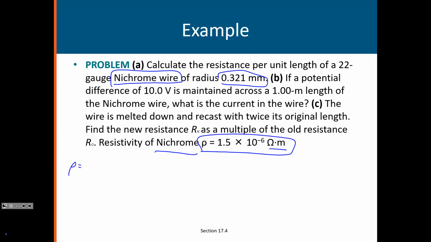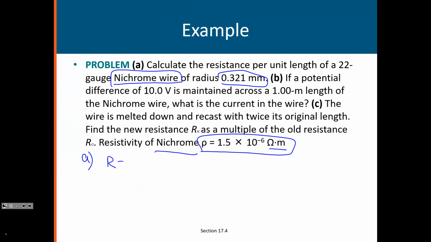See, resistivity, I can write like this. Resistance is ohms, area is meter squared, and length is meter. So you can see the SI unit for resistivity will be ohm meter. SI unit for resistivity is ohm meter. So let's calculate the resistance per unit length.